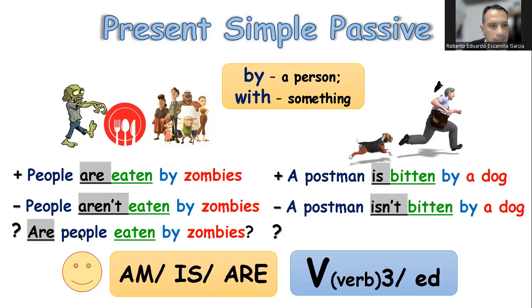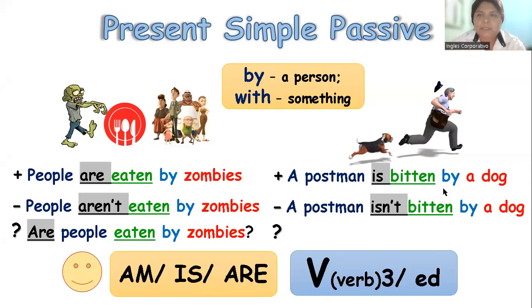Which one, teacher? The question form. The question: are people eaten by zombies? Okay, eaten by zombies. So what do you think? Okay, look at this. We have some more examples.